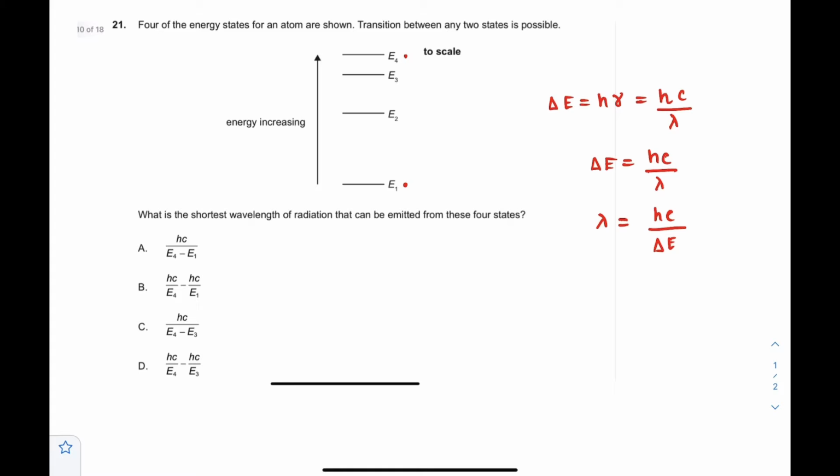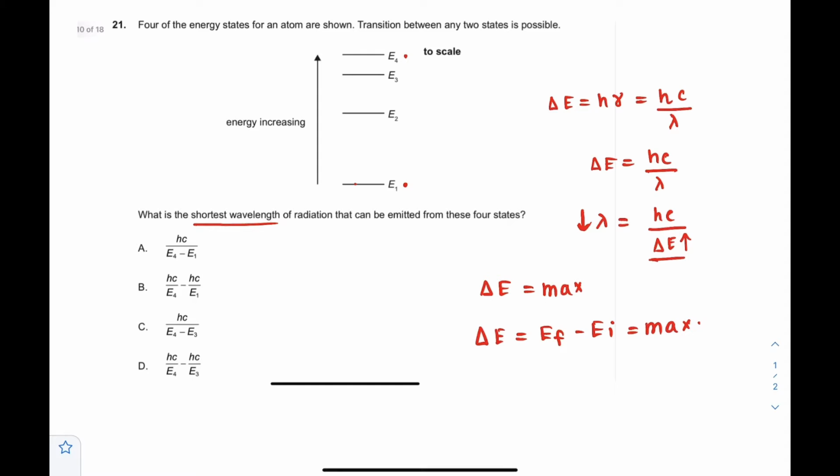So now what do we want? We want the shortest wavelength, right? So for lambda to be the shortest, delta E should be the maximum. Why? Because when the denominator is maximum, the value is minimum. So that means delta E should be maximum, right? Now what is delta E? Delta E is actually your final energy minus the initial energy, right? So now we want the final energy minus the initial energy to be maximum, right?